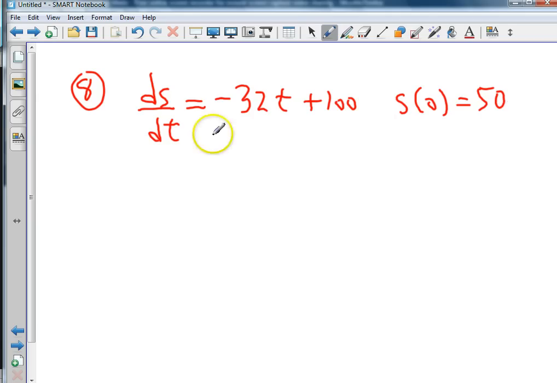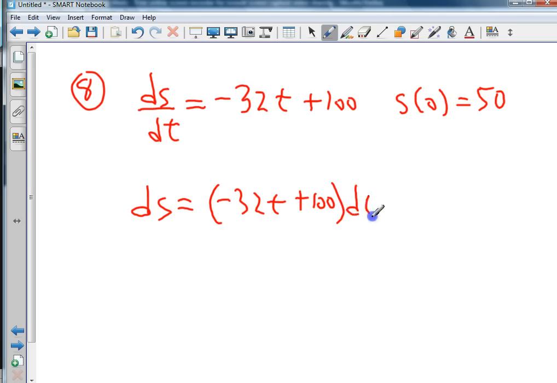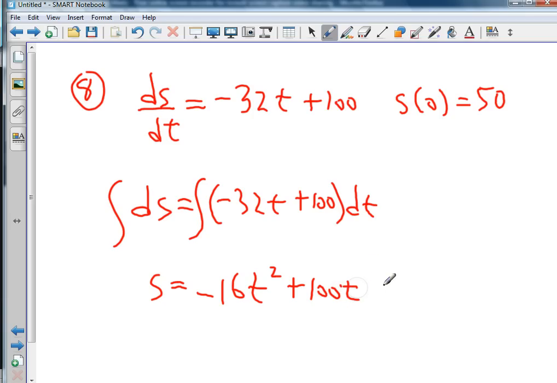All right, so what do you do first? First step? So ds equals negative 32t plus 100 quantity dt. All right, now what? Integrate, and s equals what? Negative 16t squared plus 100t plus, what's your favorite constant? J. Again? Fine, whatever. Some constant, I don't care. As long as you know that's not a variable, right? The only variables here are s and t.